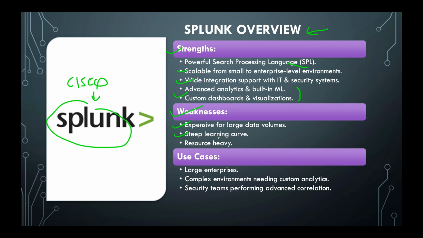And it is resource heavy. Splunk requires a lot of resources like memory, CPU, and storage to function efficiently at scale. And what are the use cases? Large enterprises that need to process massive amounts of data, organizations with complex environments requiring custom queries and visualizations, and security teams that need to perform advanced data analytics and correlation across different data sources. So these are the strengths, weaknesses, and use cases.